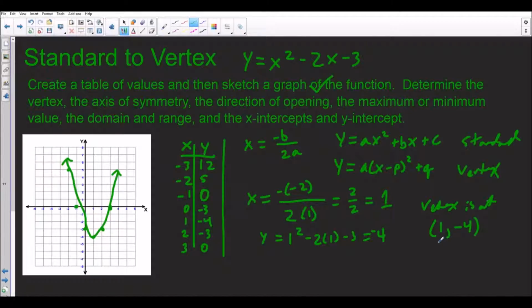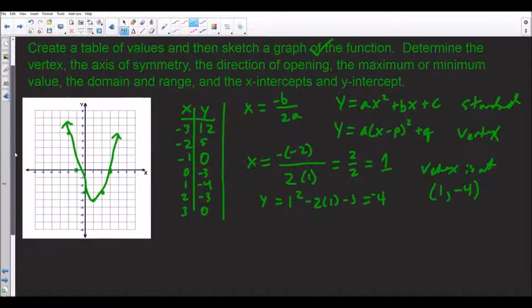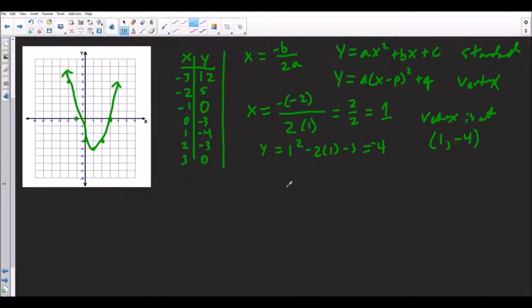Now that we have the vertex, we can actually just sub that back into the vertex formula. So to find the vertex formula, remember what we did last time? We said y is equal to a(x minus p) squared plus q. We're going to sub in the vertex, which is 1, -4. So we're going to say y is equal to a times (x minus 1) squared minus 4, because we sub in the x value for p and the y value for q.